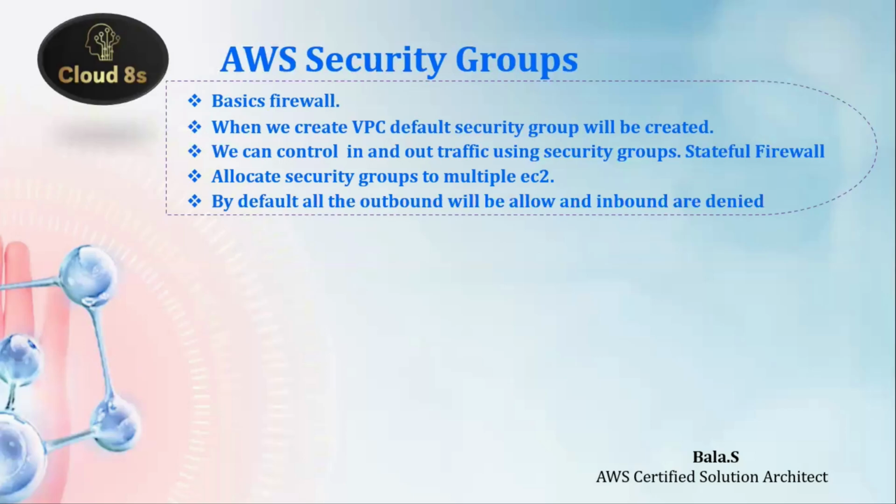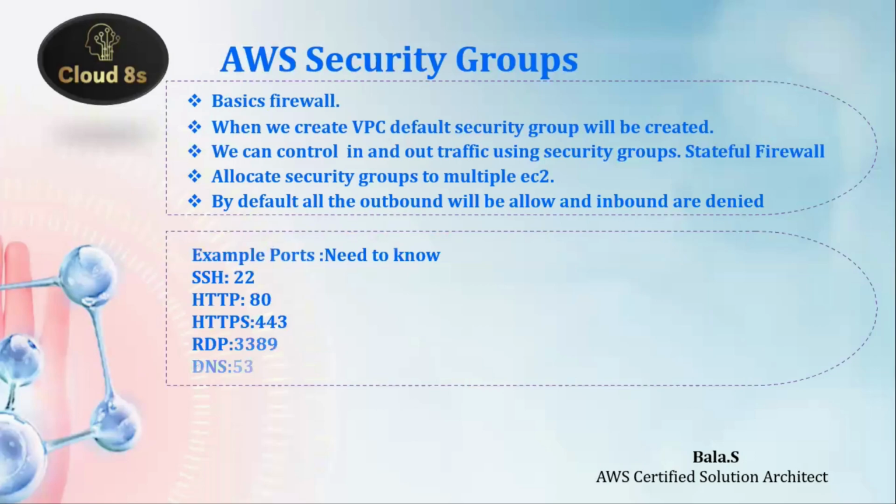Apart from that, when we are creating security groups, by default the outbound rules are all allowed. That means from the EC2 instance to the outside world, any traffic can happen. But the inbound rule by default will be disabled. That means from the outside world, if we need to connect to that EC2 instance, that will not happen. We need to enable the port based on our requirement.